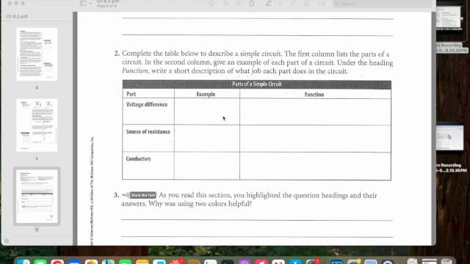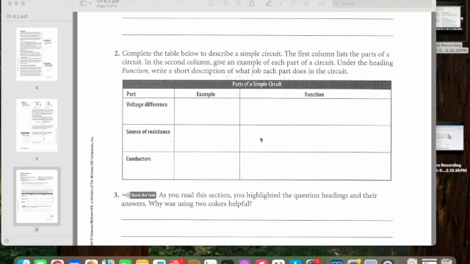So voltage difference, a good example is a battery. And function, it's going to keep current flowing by creating a voltage difference. Current will flow from high voltage to low voltage. Source of resistance, something like a light bulb, a device that resists. So I wrote light bulb as my example.